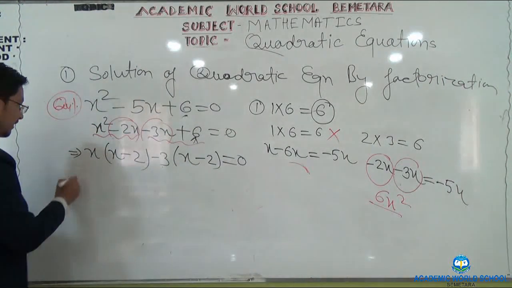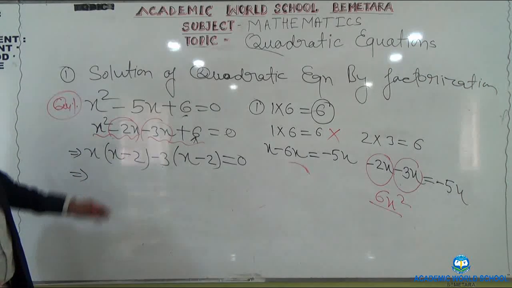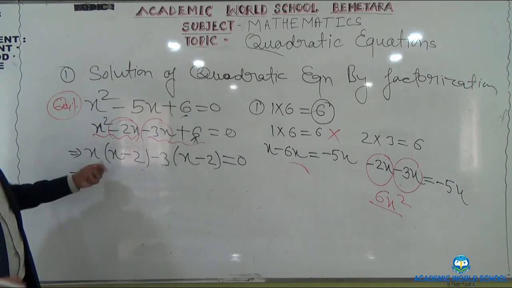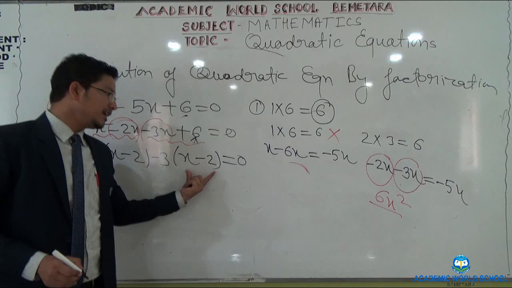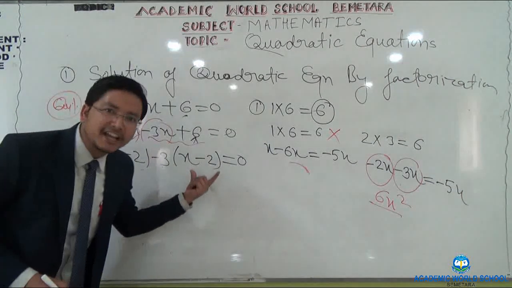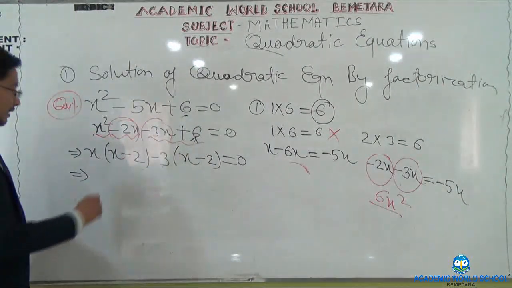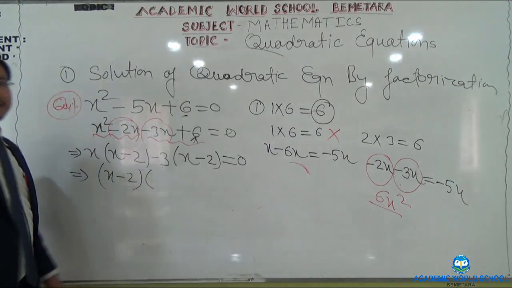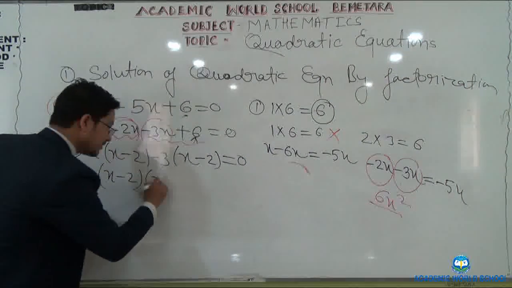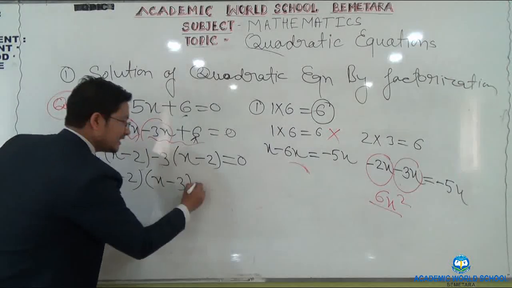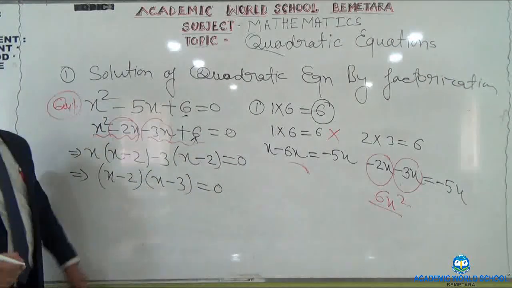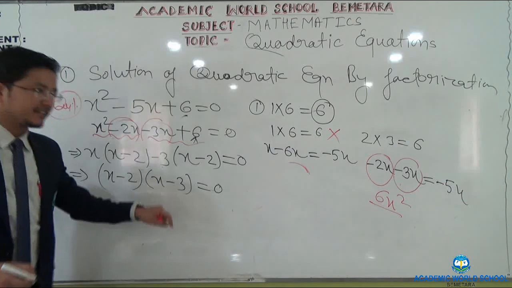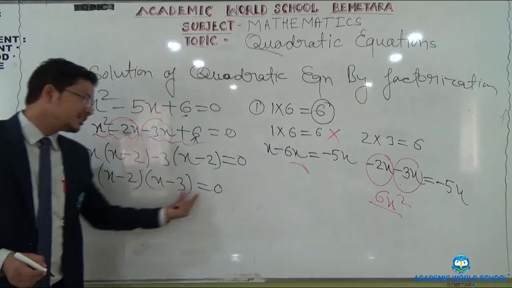So now what is common next? Now we have only two terms. This is the first term and this is the second term. Both terms contain x minus 2. So I can take x minus 2 common, and then x minus 3 is equal to 0. Okay, so we have got the factors. x minus 2 and x minus 3 is equal to 0.